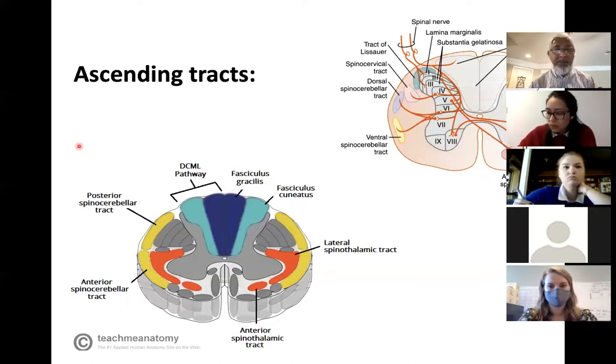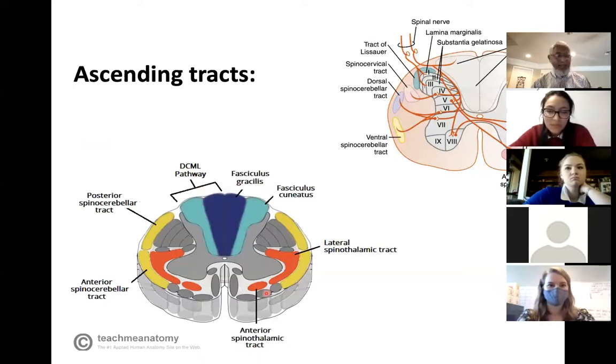Now, all this information, when it arrives in the spinal cord, are you familiar with the cross section of a spinal cord? Are you guys okay with that? No? Uh-oh. Then let me draw something.